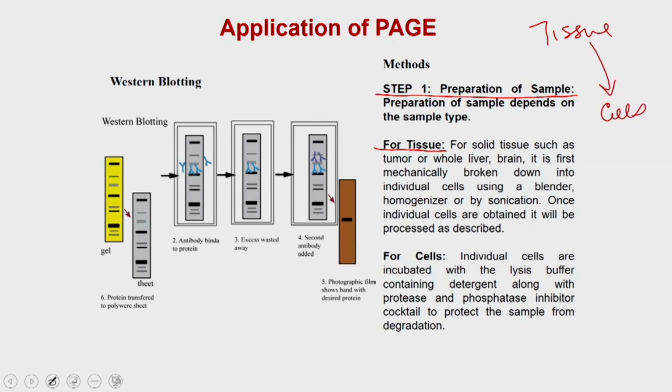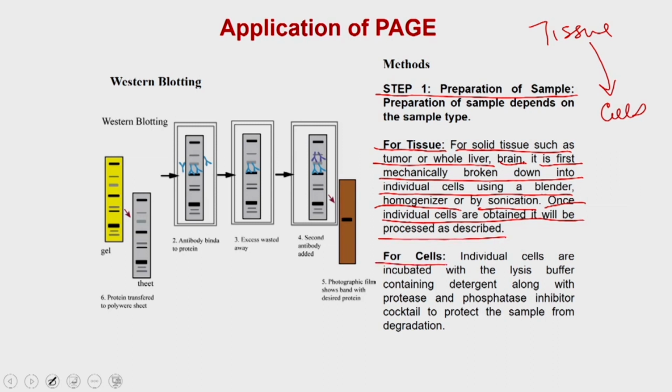So, how to do that? A solid tissue such as a tumor, or the whole liver or brain, is first mechanically broken down into individual cells using a blender or homogenizer or by sonication. Once the individual cells are obtained, they are processed as we discussed for cells.